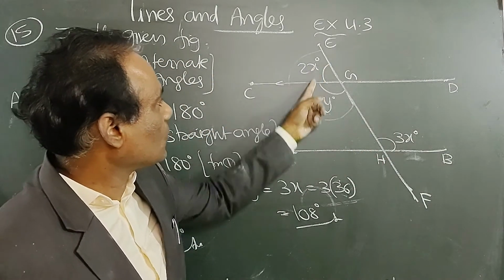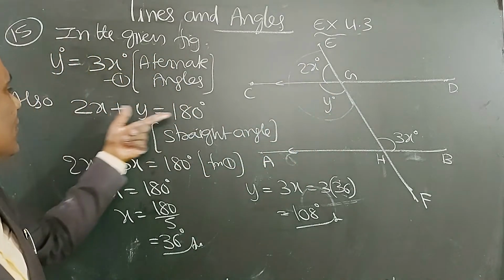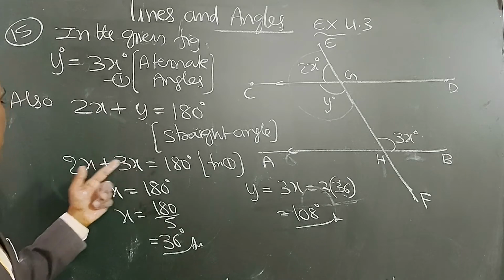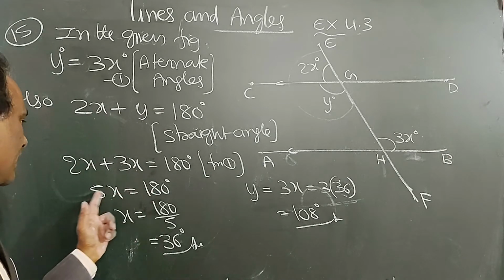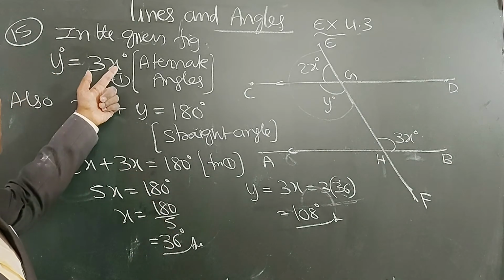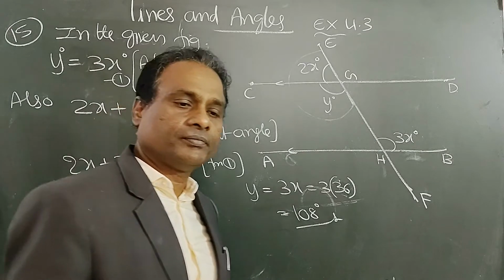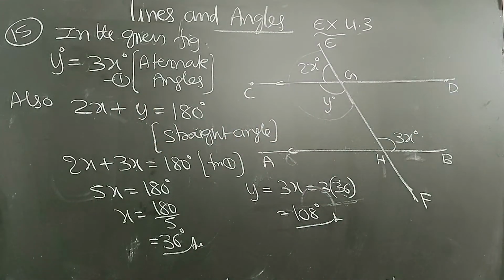2x plus y, the total angle, is 180. y is equal to 3x. 3x plus 2x, 5x, is equal to 180. 180 by 5 is 36 degrees. If x is 36, substitute here: 36 into 3 is 108. Write it down, students, and draw the second figure.